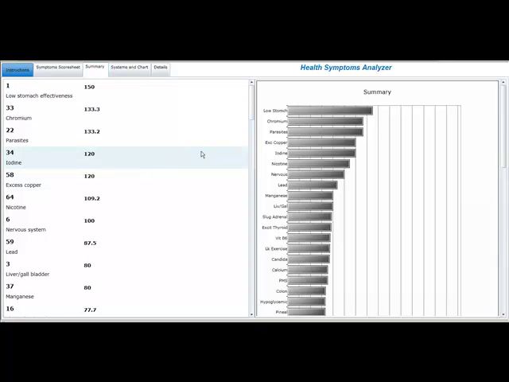From here you can take action on these issues, many of which you may not have even been aware are a health concern for you. And that's the beauty of the software: it's going to bring up a lot of results you didn't even realize were causing your current set of symptoms.